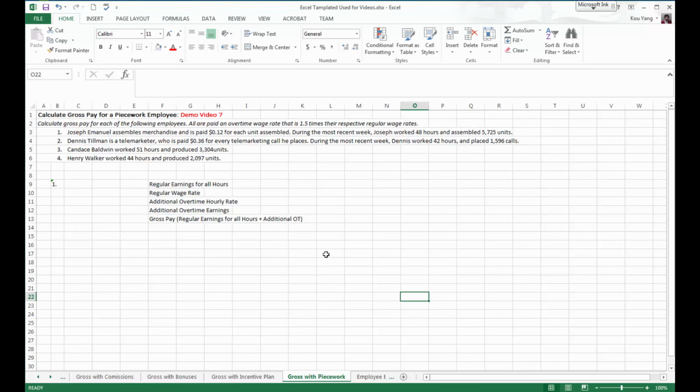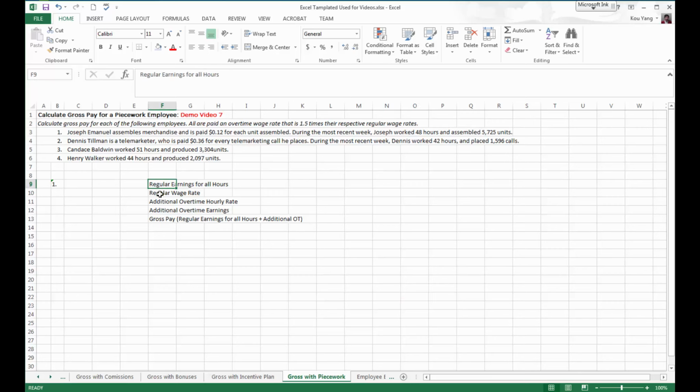This is going to be on gross pay for piecework, paying an employee based on piecework. Within some industries, compensation depends on the amount of work or output an employee performs for a certain pay period. In this example, I'll demonstrate the calculation of piecework. There are 5 different steps in determining piecework overtime, and I'll demonstrate those steps within this video for these 4 different employees.